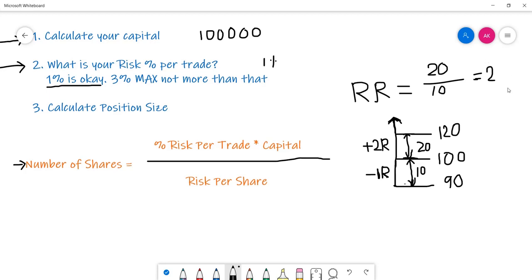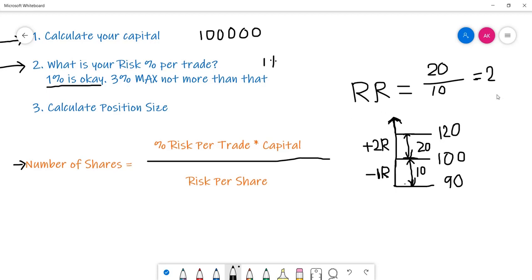So you have to make sure, before entering any trade and after doing this calculation, that your risk to reward ratio is greater than or equal to 2. I suggest keeping it at 2, but at some point you can make it 1.5, but not below 1.5. 2 is the minimum you should look for. If the risk to reward ratio is not coming as 2 or even 1.5, don't enter the trade.